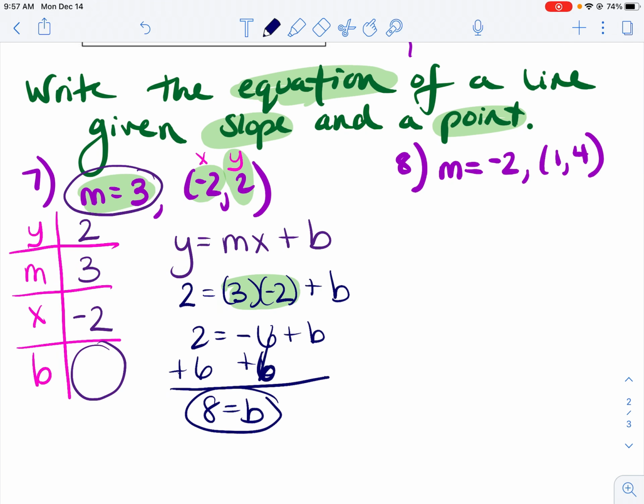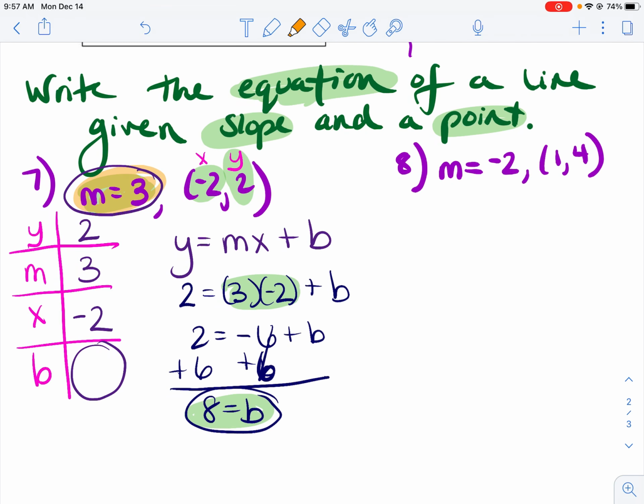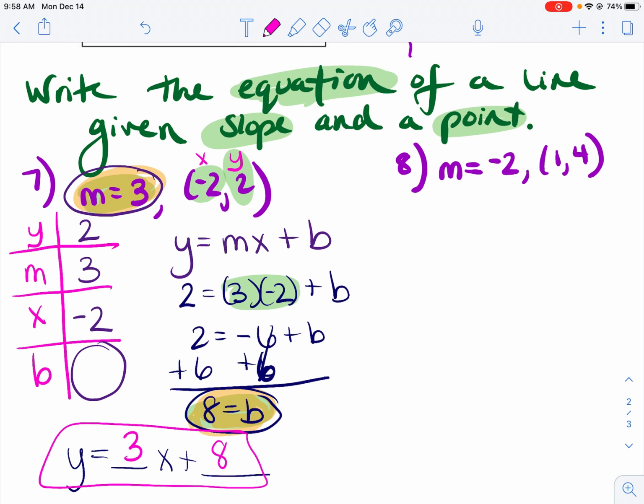So here b equals 8. Now a lot of kiddos think they're done at this point, but you know what, guys? You're not done yet. You have m and you have b. Let me use a different highlighter color so you guys can see better. Here's my m. Here's my b. Now I need to plug into y equals mx plus b. Okay, so let's put those in. 3 and 8. y equals 3x plus 8.